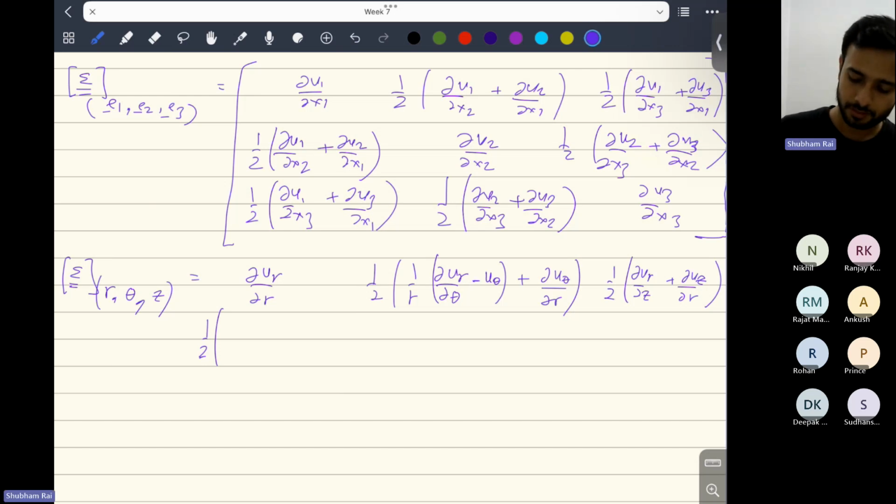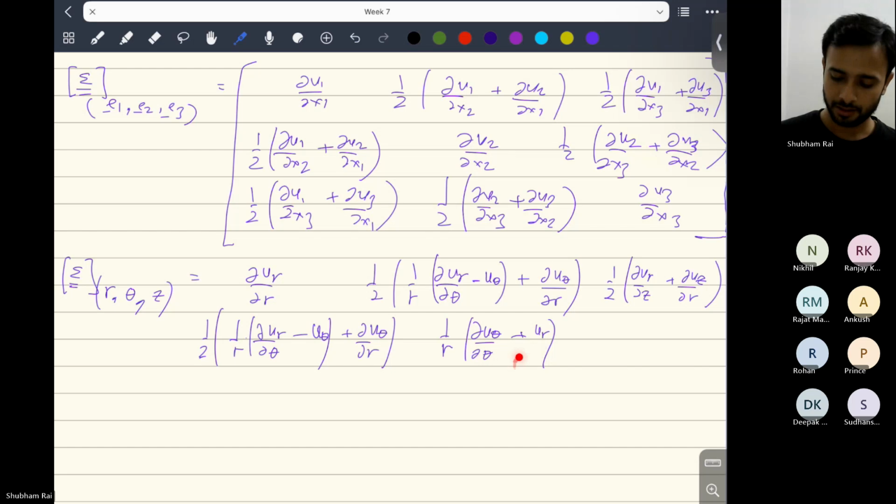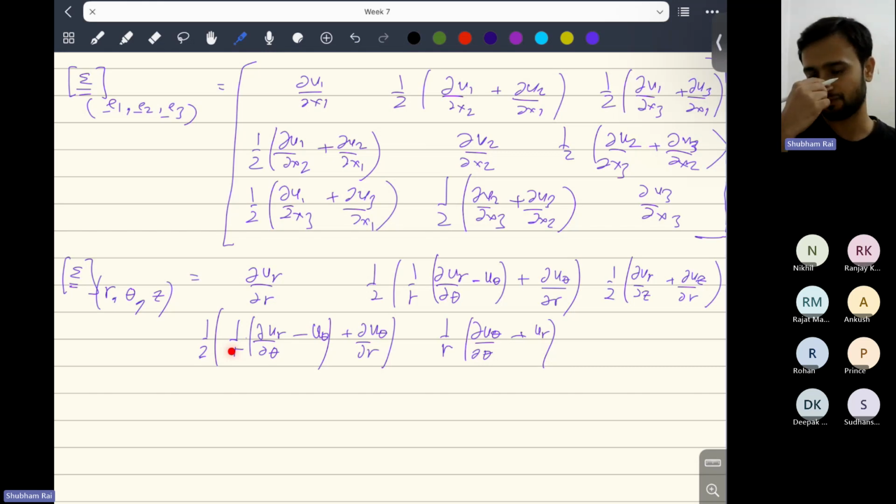Minus. And here you have 1 over r del u r over del theta minus u theta plus del u theta over del r. This will be your square now. Now you have this term, next term. So this is 1 over r del u theta by del theta plus u r. So there are some extra terms. Like this u r by r is an extra term in this strain. Here also this minus u theta by r is the extra term. So you can refer to lectures to understand the meaning of these extra terms, why these extra terms are arising.